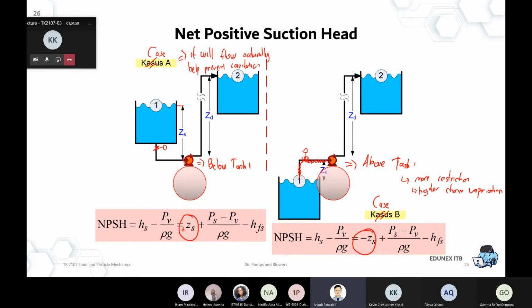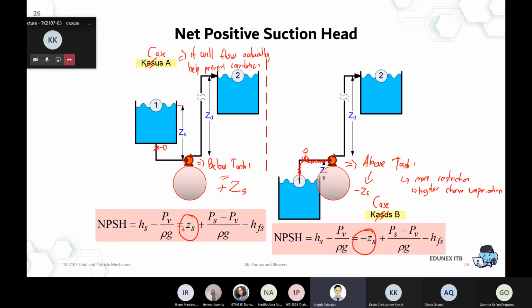So now, why would we even consider case B, if that's the question? First, please just understand that the position of the tank versus the pump will affect the notation of the ZS. That's very important. If it's below the tank, plus ZS. If it's above tank 1, then it's minus ZS. But that means case B will have a higher chance of cavitation. Why would we even consider this system?